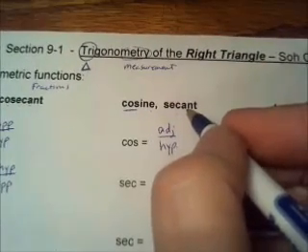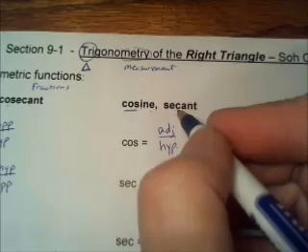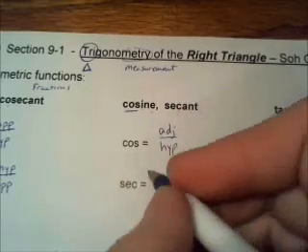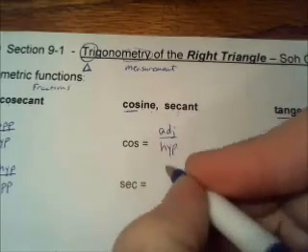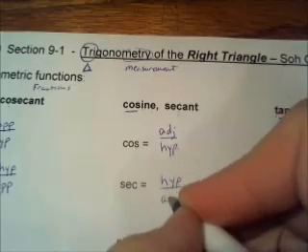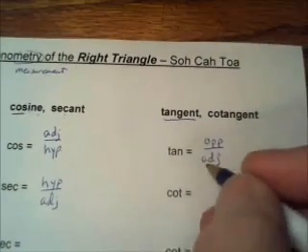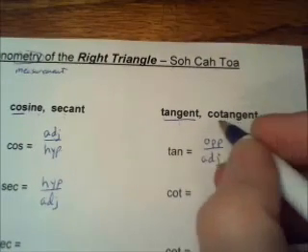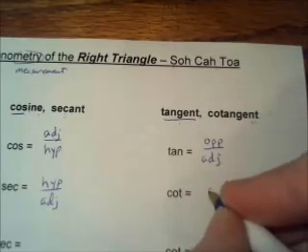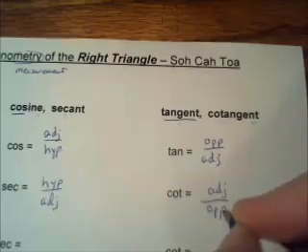The next trigonometric function, the minor one, these are major ones and these are minor ones. The next minor one is the secant, and the secant is the reciprocal of the cosine. Instead of adjacent over hypotenuse, we just have the hypotenuse divided by the adjacent side, and that's the secant. And then the last one, this minor trigonometric function, is the cotangent, which is the reciprocal of the tangent, which is just the adjacent side divided by the opposite side.